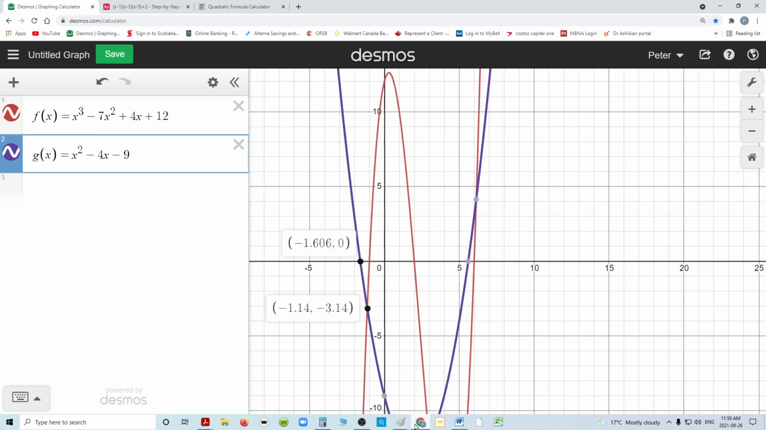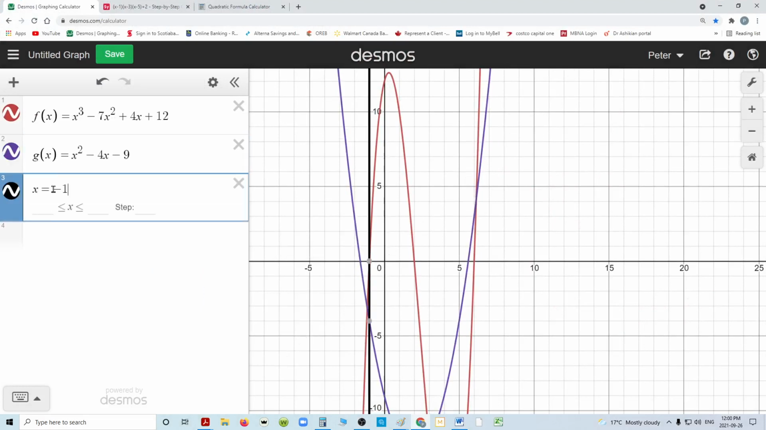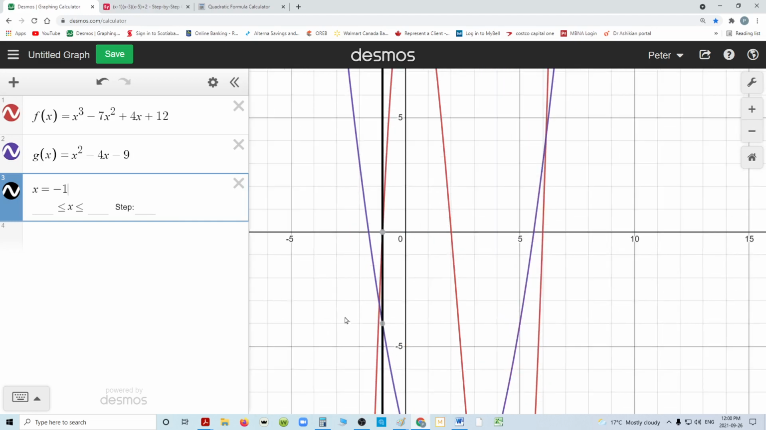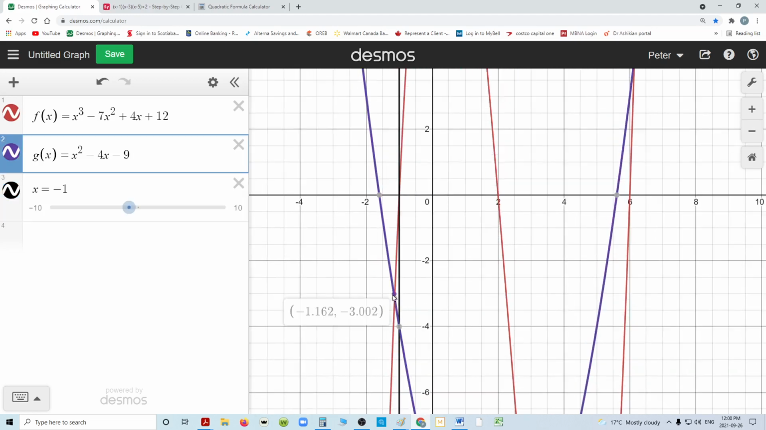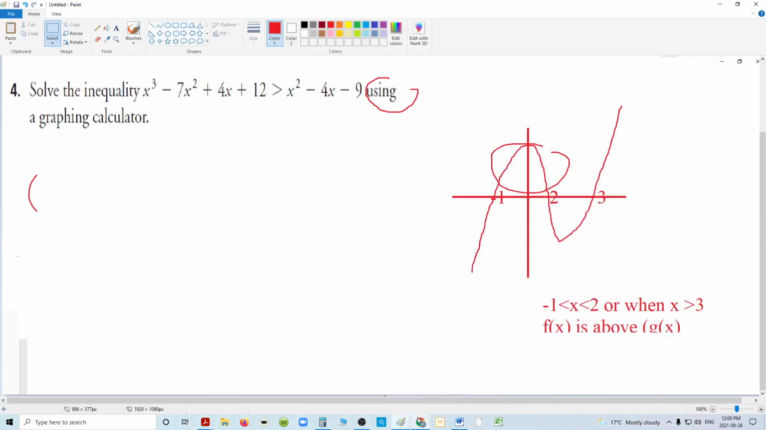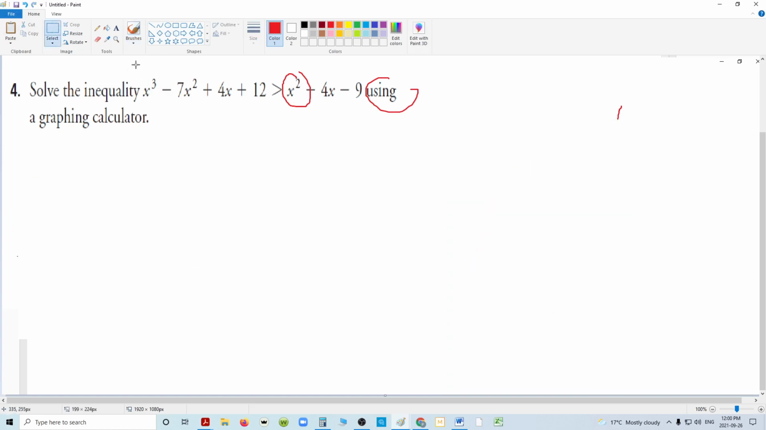hang on, let me make sure I got it right. X cubed minus 7x squared plus 4x plus 12 is bigger than x squared minus 4x minus 9. So we're going to just put in x equal to minus 1 and see. And actually that doesn't quite work. It should have been here. So that means that either I did a, oh, I know, wait, look what I did wrong. I was subtracting x cubed from the x cubed, which is not the case. So it was not easily factorable. Sorry for wasting your time.